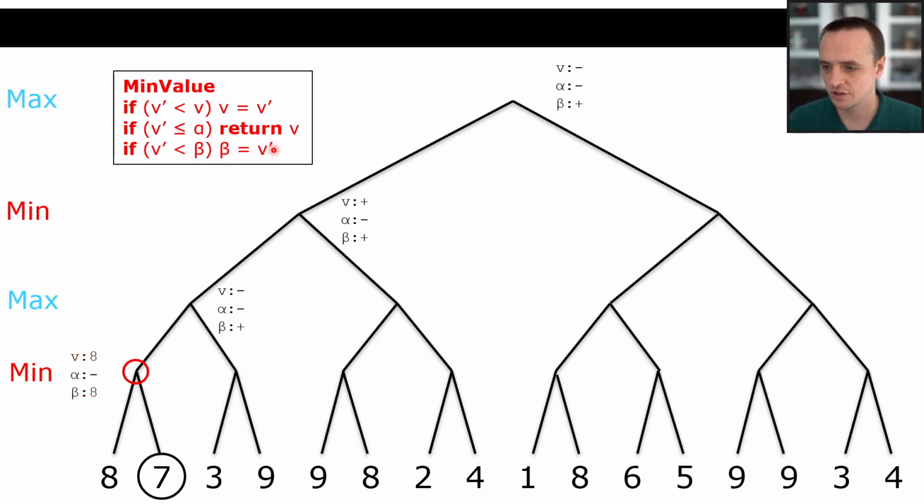Now we're going to look at the next one, right? So the next one is going to say, okay, is 7 less than v, which is 8? Yes, it is. So I'm going to set that. Is it less than or equal to alpha, which is minus infinity?